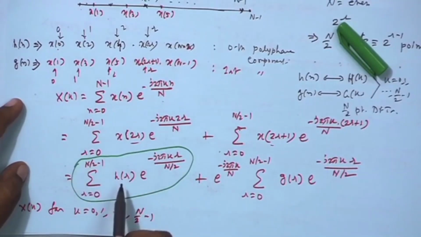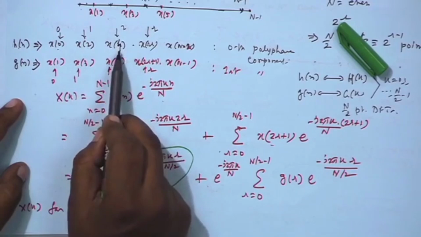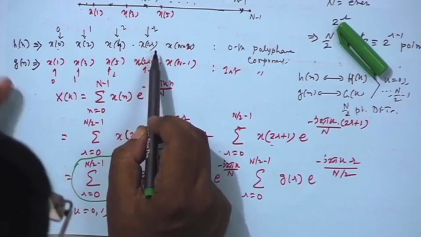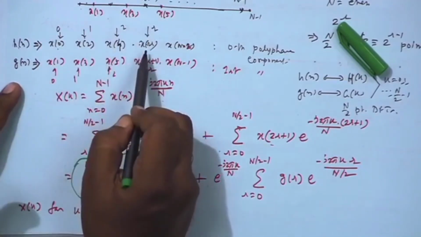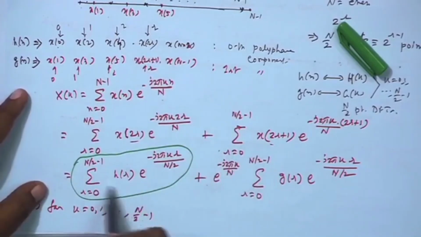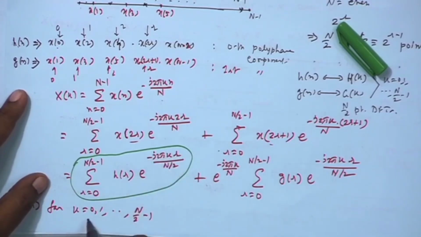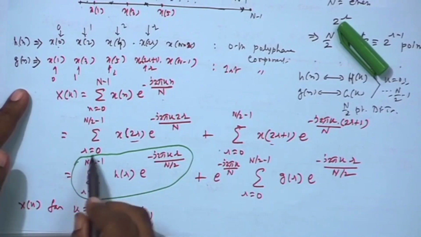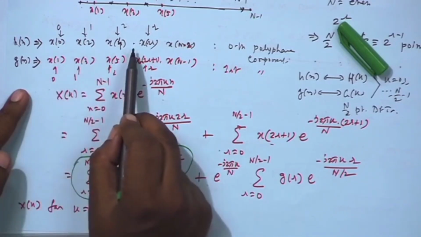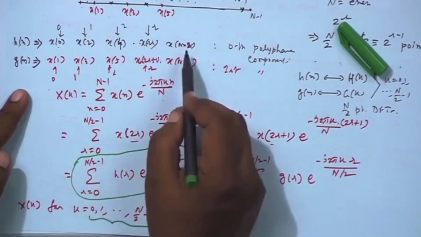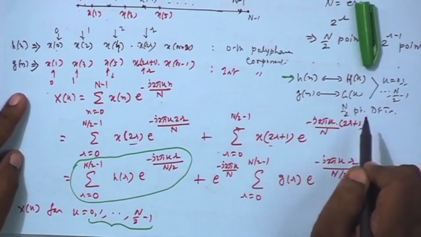Summation hr. hr is a sequence, how many points? N by 2 points: h0 that is x0, h1 that is x2, h2 that is x4, and so on, hr is x2r. So this is the hr sequence, e to the power minus j 2 pi k into r, and k also is taken with the same range as that of r. So h was a finite length sequence of length n by 2, h0, h1, hr, that is x2r, up to h n by 2 minus 1. For that sequence, if I carry out its n by 2 point DFT, this one, what will that be?